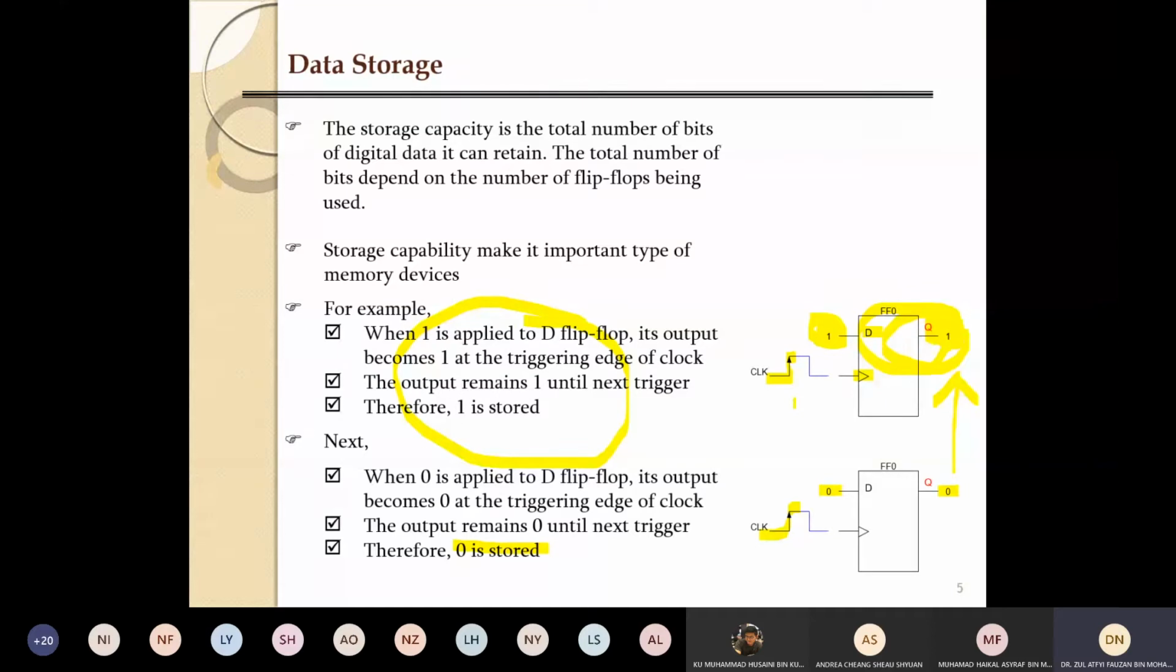When a flip-flop receives input at a triggering clock, that input will still remain in that particular flip-flop, so we call that data storage by flip-flops.